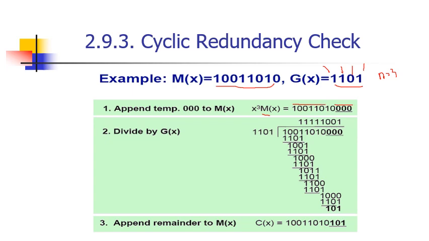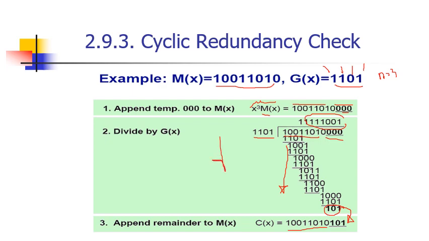This is equivalent to multiplying m(x) with x to the power 3. Okay, you append 3 zeros and you do the long division. The message with the appended 3 zeros divided by the generator polynomial. And you do this long division. Here is the quotient and here is the remainder. You append the 3 bits in place of the 3 zeros. You append your original message with 101.